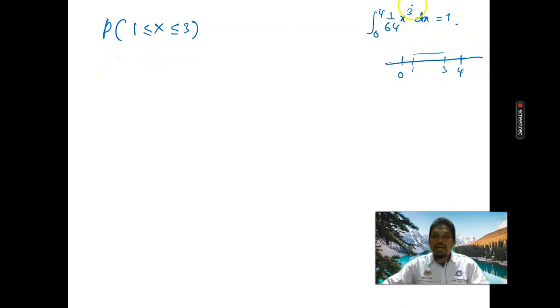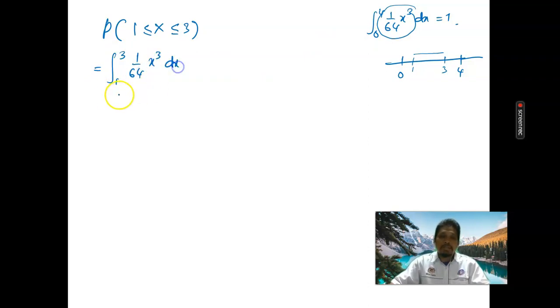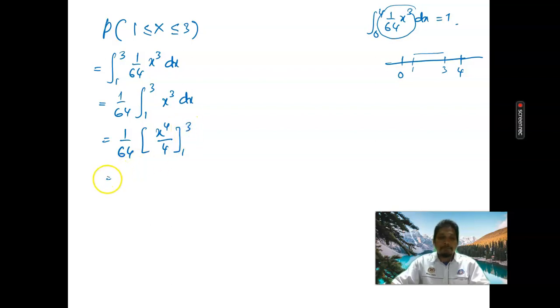So we are actually dealing with the same function. From 1 until 3, 1 over 64 x cubed dx. Again, I take out 1 over 64 outside. It's just a constant here. 1 over 64 integral from 1 until 3 of x cubed dx. So 1 over 64, integral of x cubed is x to the power 4 divided by 4, from 1 until 3.